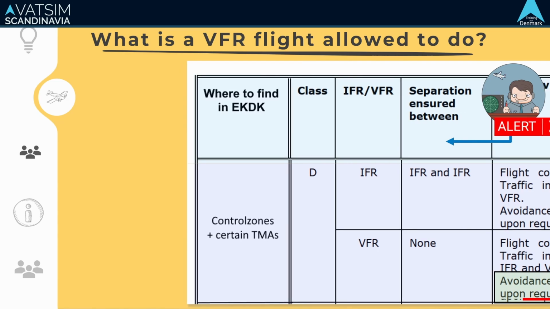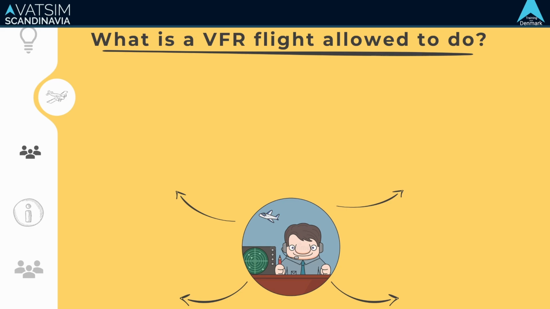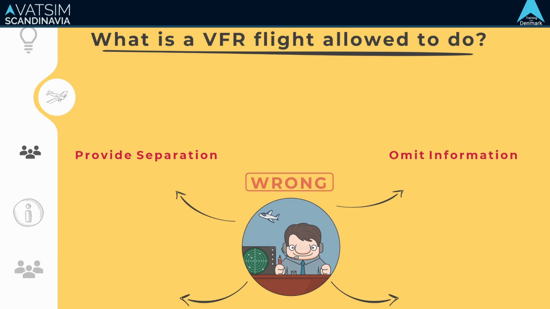Ensured separation is none. Here's where lots of controllers make mistakes, and they mistake it for being the same as IFR. They think you need to provide separation in order to then omit information about other airplanes. But it is wrong. For VFR, it is the other way around. You do not have to provide any separation of any sort to a VFR flight, but what you need to do is to provide information in order to omit separation.